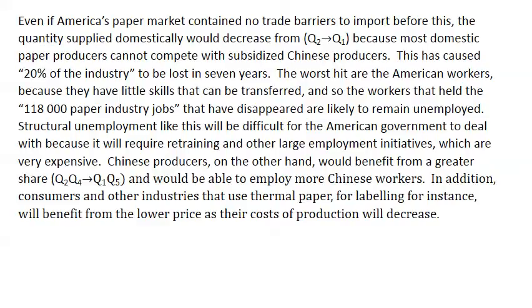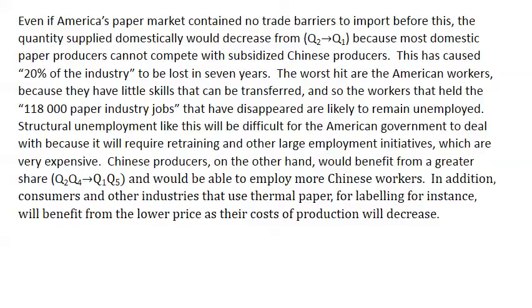So the student goes on to say that America's paper market contained no trade barriers to import before this, and so the quantity supplied domestically would decrease from Q2 to Q1. So there we have it, the student is telling you what has happened to quantity and not having you, the reader, interpret this. They talk about domestic paper producers not being able to compete with the subsidized Chinese producers. And here comes their first quote. This has caused 20% of the industry to be lost in 7 years. So it's very clear that the student is analyzing the article, and the quote there is backing that up.